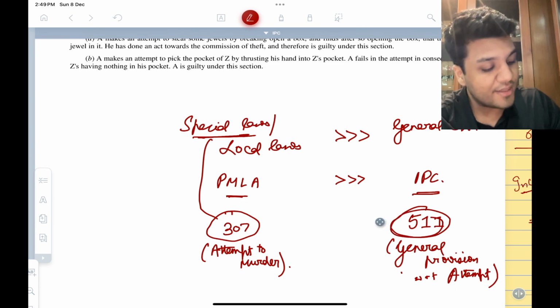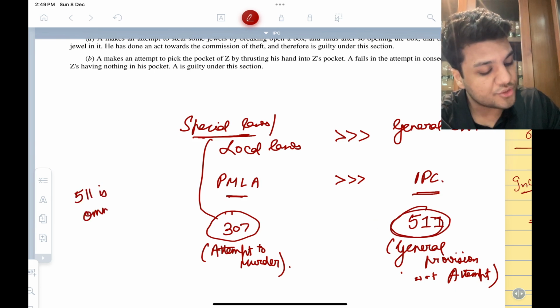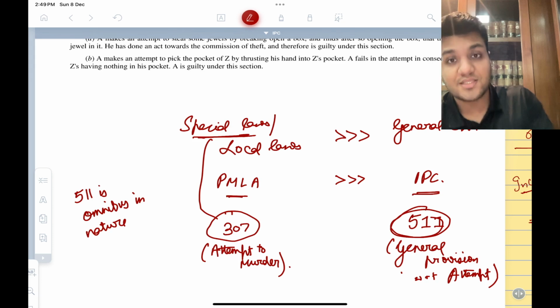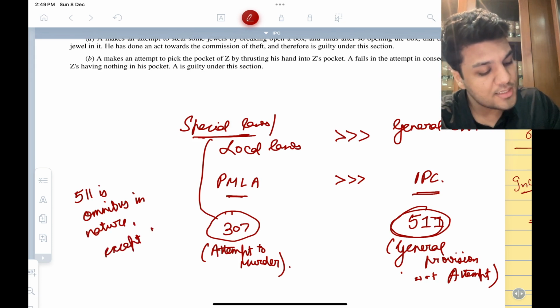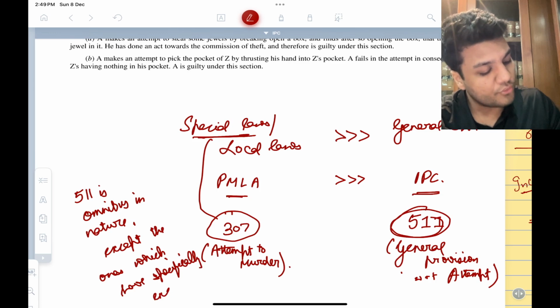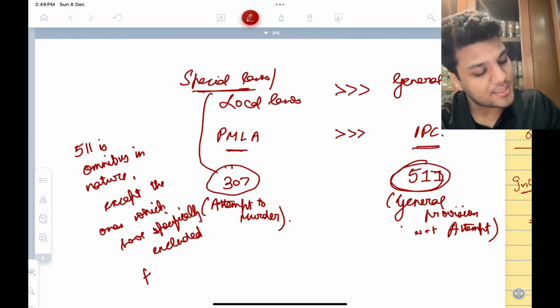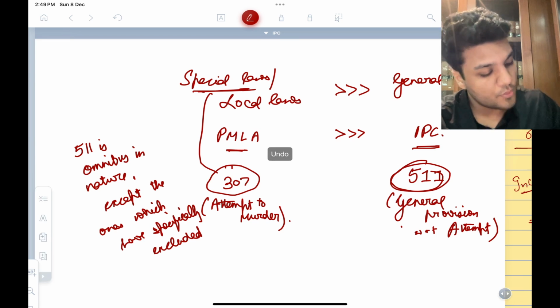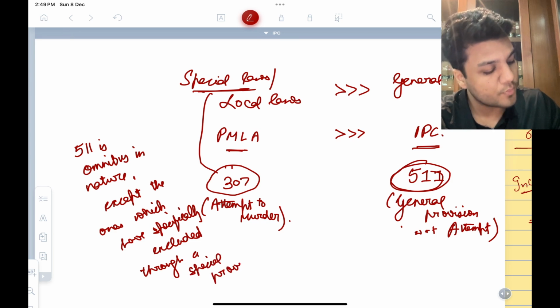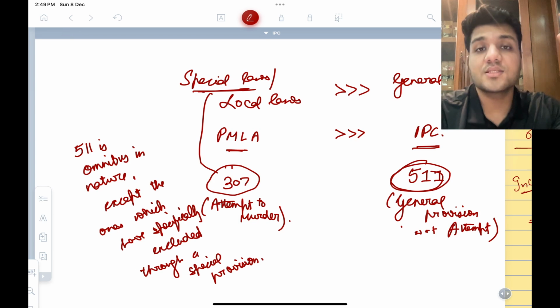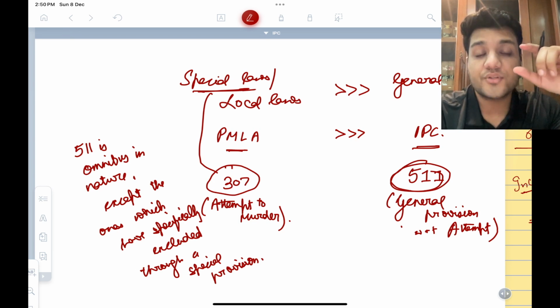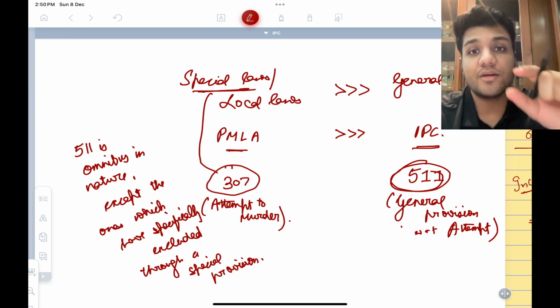So therefore, 511 is more omnibus in nature, because it includes all attempts to do any of the offenses except the ones that have been specifically excluded through a special provision, right? I hope that's clear. This is the basic understanding that we have to work with. Section 511 therefore will only apply in those instances where no specialized section has been legislated for the attempt to a particular offense.